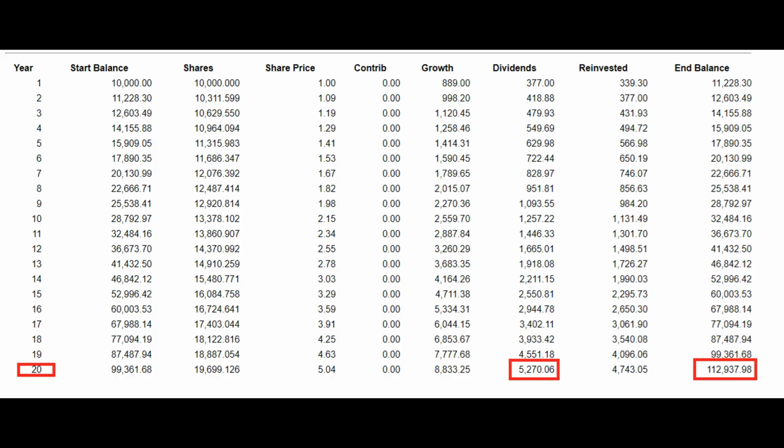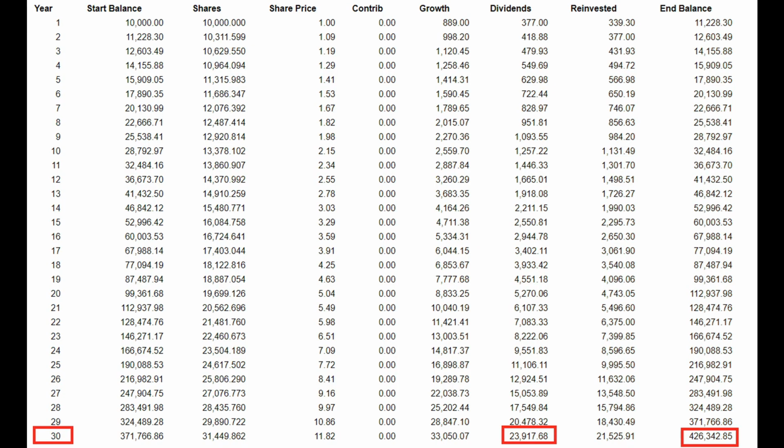And the results are, by the end of the 20-year period, if the fund continues to perform the way it has been up until now, which it never does, your initial $10,000 investment will have become $112,937. The dividends you will be receiving will be $5,270 per year, giving you 52.7% yield on cost, meaning you'll be making 52.7% of your initial capital every year in dividends alone.